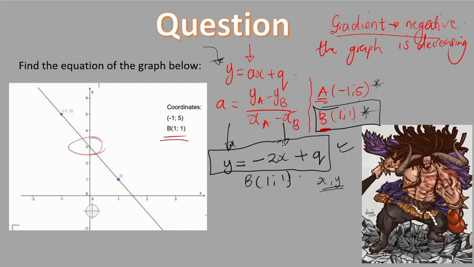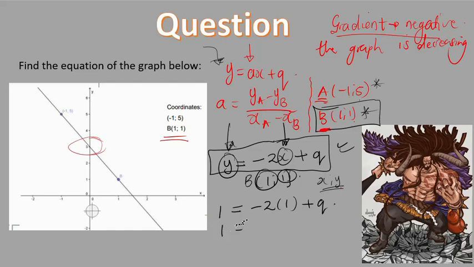I'll substitute x here and then solve for q, like a general algebraic equation, right? So where there is y, I'll put a y value there. What is the y value? The y value is 1. So I'm going to say 1 is equal to -2 in brackets. Where there is x, I have to put my x value there, which is 1. Then I'm going to say plus q. Then I solve for q here.